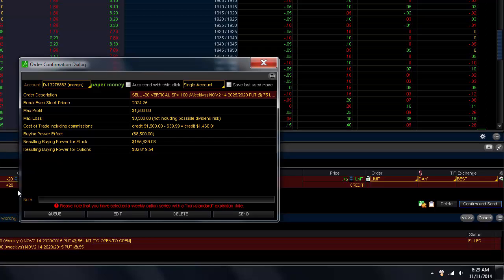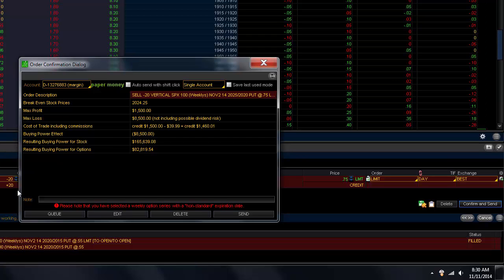Your maximum profit on this trade for 20 lots is going to be $1,500. Your maximum loss, if the market hit the maximum spread went into the money, is $8,500, not including commission. This is also the amount of your maximum loss if the spread went into the money. The cost of the trade, including commission, is $39.99.